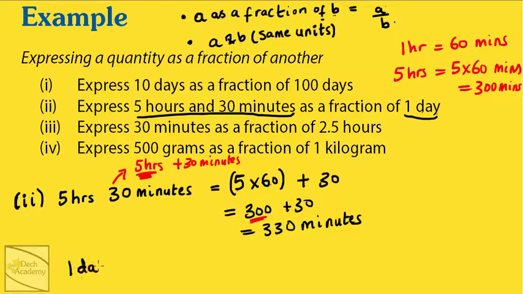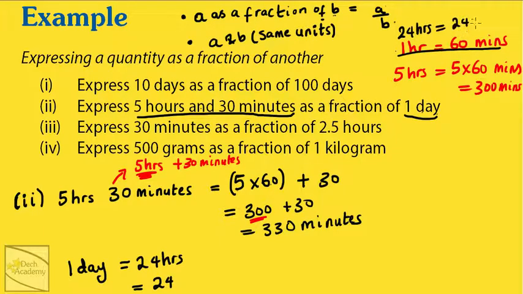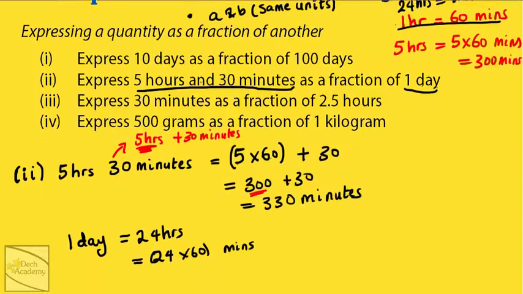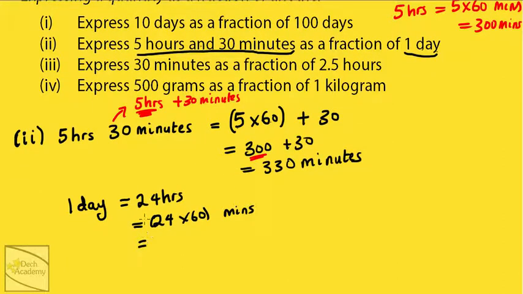1 day in minutes is what? Well, 1 day is 24 hours. And you know that 1 hour is 60 minutes, so 24 hours is 24 times 60 minutes. Why? Because starting from this expression, you multiply the left hand side by 24, you get 24 hours, and you multiply the right hand side by 24, you get 24 times 60 minutes. So 24 hours is 24 times 60 minutes. 24 times 60 is 1,440.